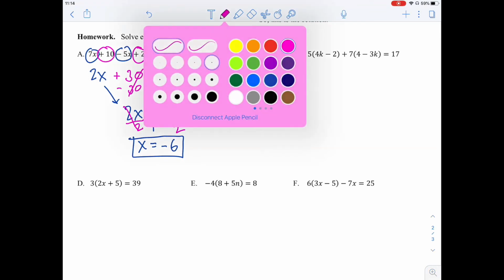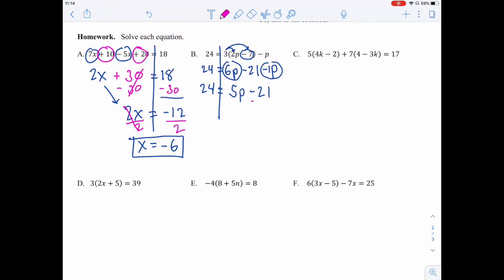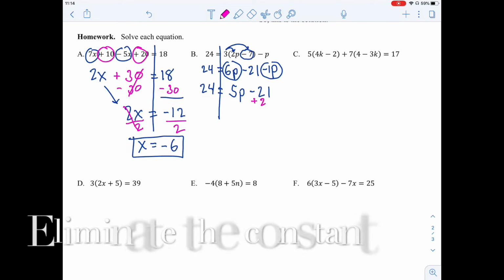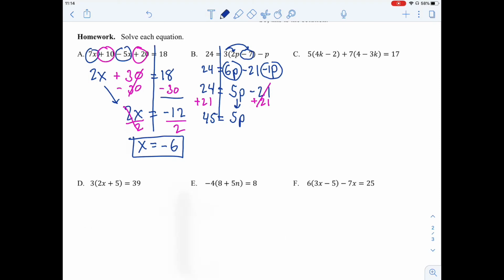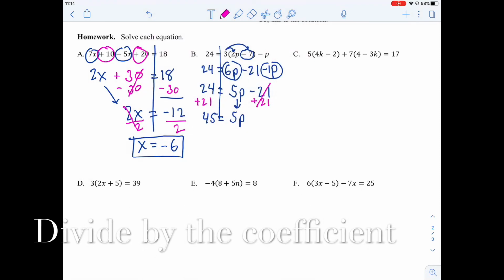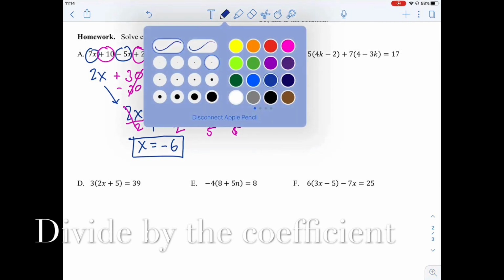Then we can start solving. So on the variable side, we're going to get rid of that constant first. So we're going to do the opposite. We're going to add 21, right? Inverse operations. So we do it to both sides. So we have 24 plus 21 is going to be 45 equals 5p, because we just brought that down. And now we have a coefficient, right? Whenever you have a coefficient, find your variable, divide it, right? At the end, divide. So divide by 5 to get rid of that 5.